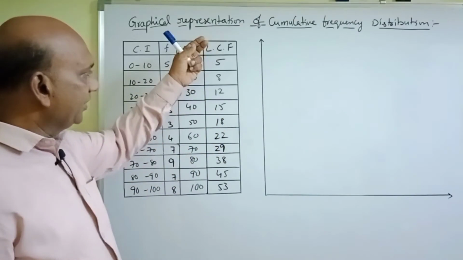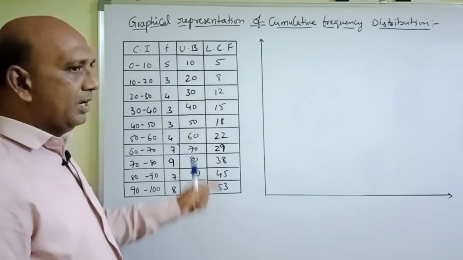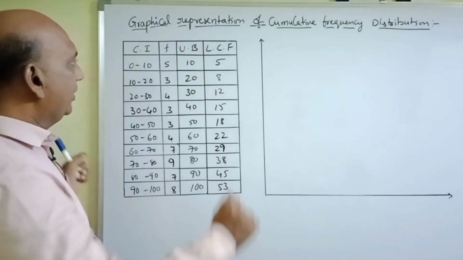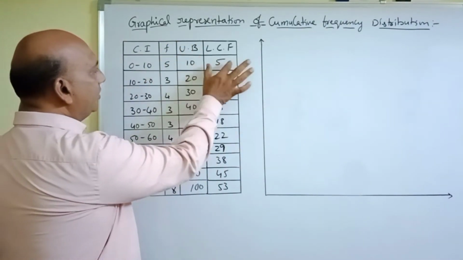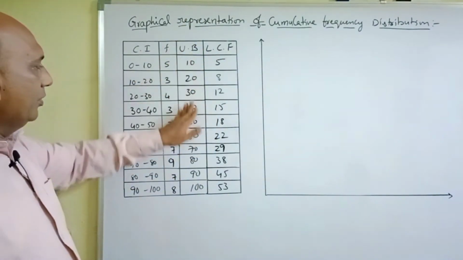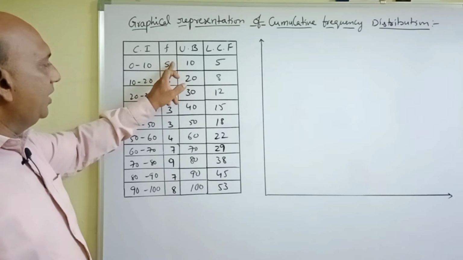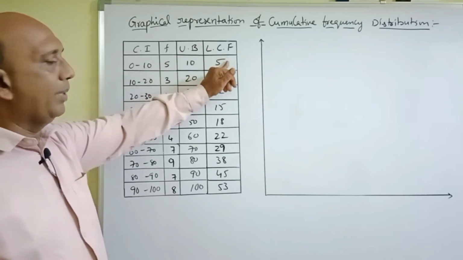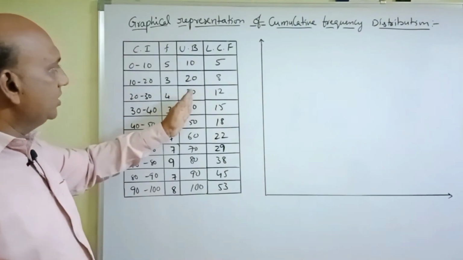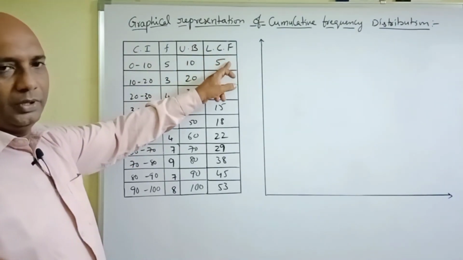To get the less than cumulative frequencies, we added all the frequencies from the top. Here, with upper boundaries, these frequencies are added from upper, that means from the top. Take upper boundaries and add from the top.